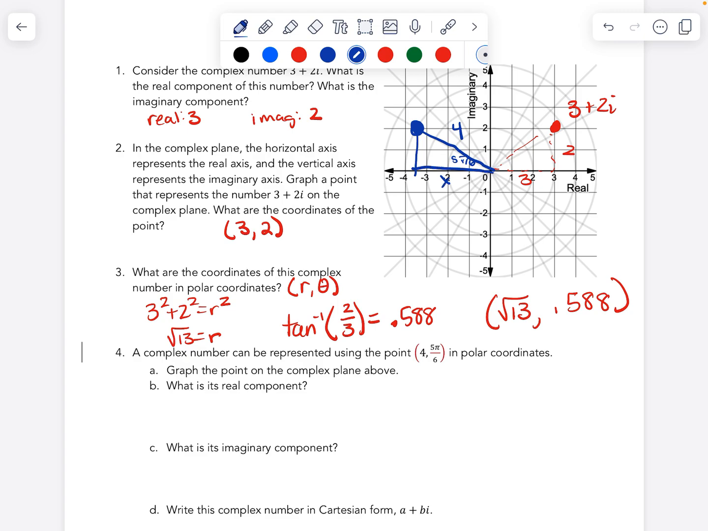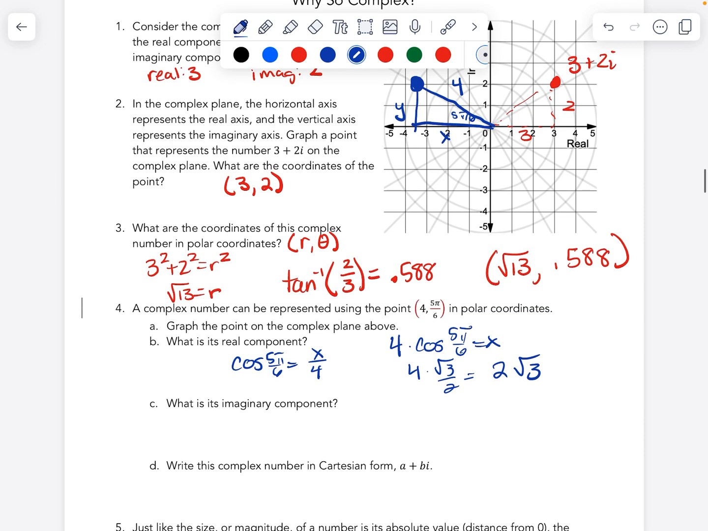All right, so we have our x and our y again. Okay, so let's see. So the real is our x value. So the cosine of 5 pi over 6 equals x over 4. So 4 times the cosine of 5 pi over 6 equals x. So that would be 4 times root 3 over 2. So 2 root 3.